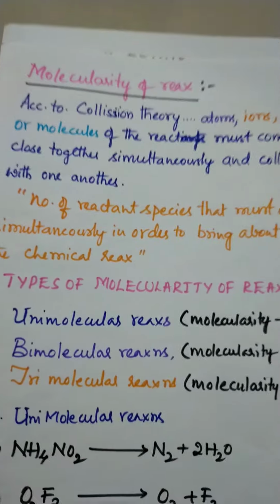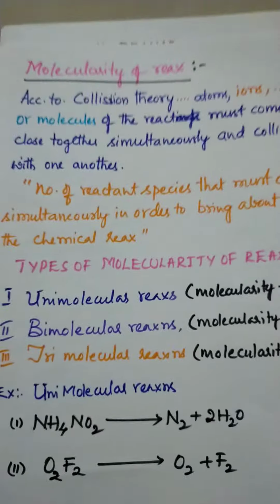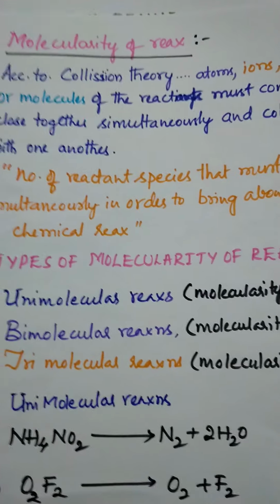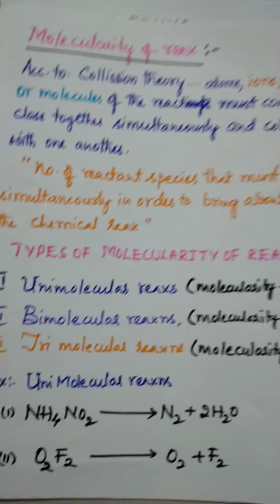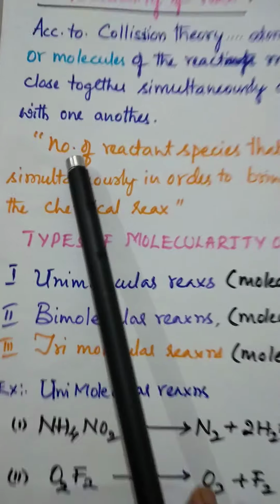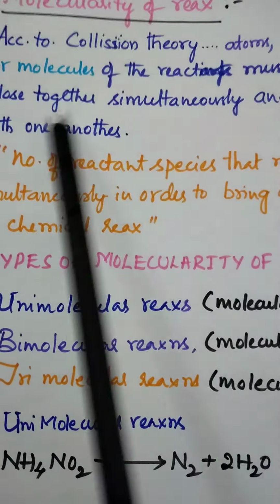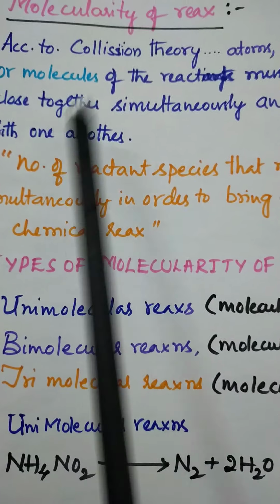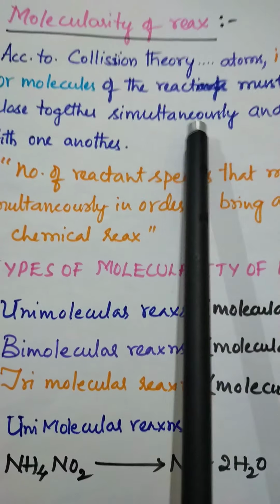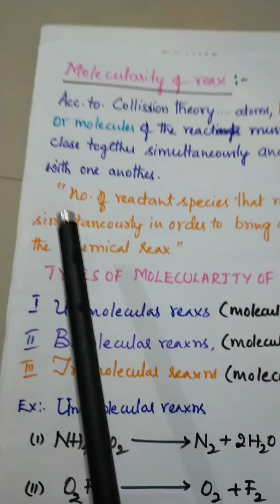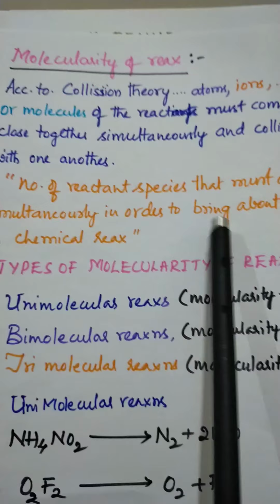So then only the collision takes place, then the molecularity can be known. So how do we come to know that? This is the collision theory. But what about the molecularity? It's very clear: the number of reacting species. How many atoms come close together to bring about the reaction. So the number of reacting species that must collide simultaneously in order to bring about the reaction.